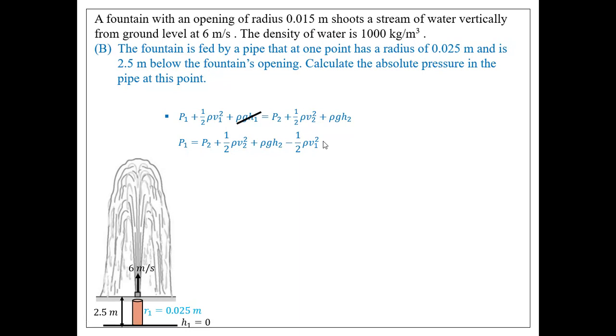You don't have to move things. You can keep it the way it is I have on the screen, but I'm just going to go ahead and combine or move things so that similar terms are in the same proximity. Okay, so here the only difference is that I just moved this negative 1/2 rho V1 square so that it's next to the other 1/2 rho V2 square. Okay, why? Because now I can factor out the 1/2 and the rho.